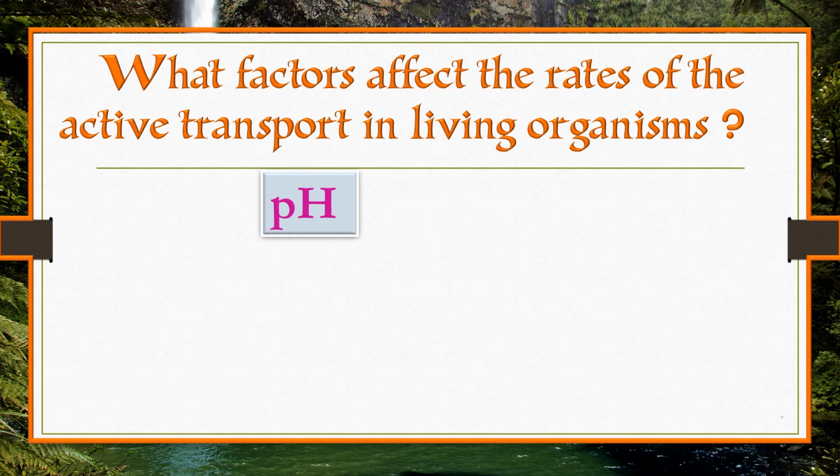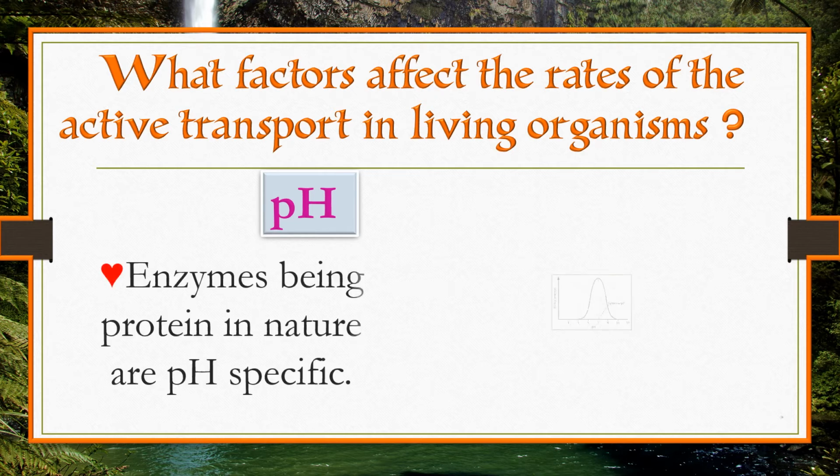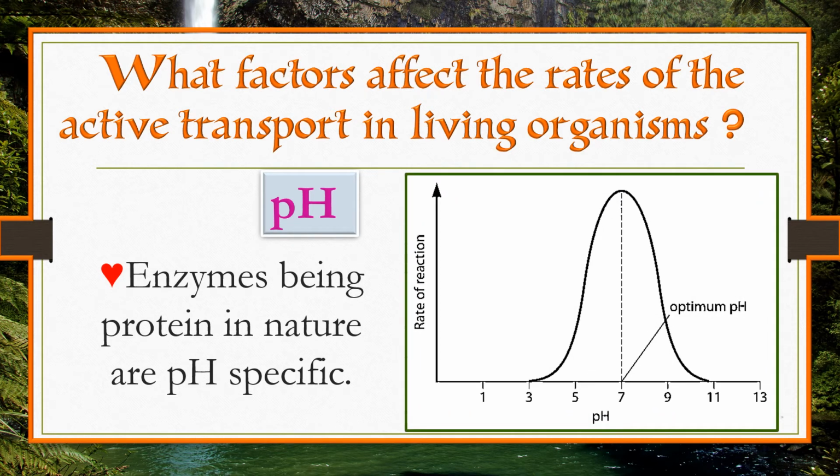Another factor affecting the rate of active transport in living organisms is pH. We know that enzymes, being protein in nature, are specific. And we know that enzymes work in a specific pH. Most of the enzymes work in a neutral pH, which is around 7. That is their optimum pH.